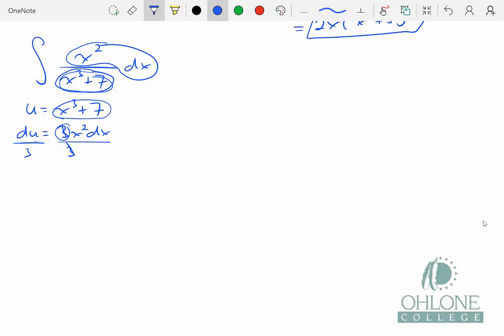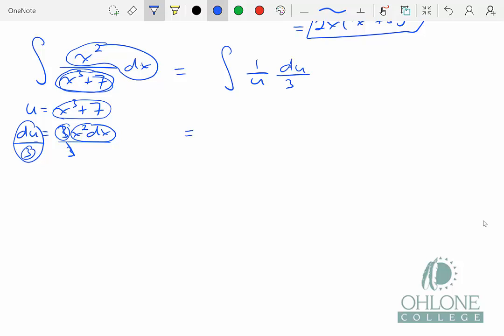Those 3's would cancel, and now wherever there is an x squared dx, I can replace it with du over 3. So that allows me to rewrite this integral as the integral of x squared dx is a du, and then 1 over x cubed plus 7 is 1 over u. And then, of course, I had a 3 here, so this is du over 3.